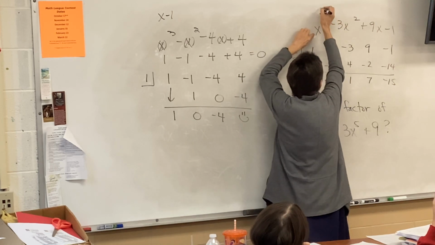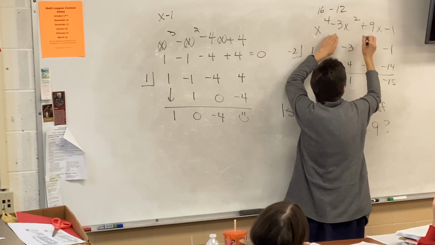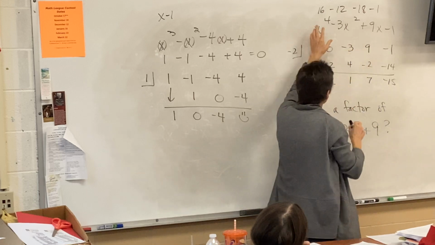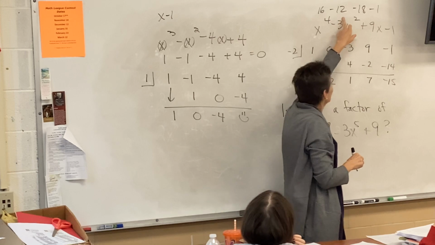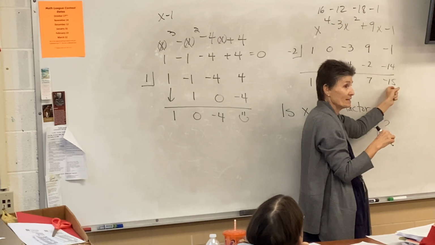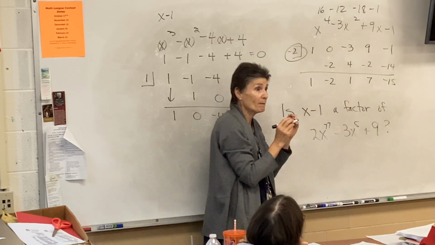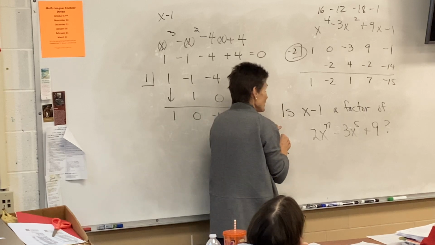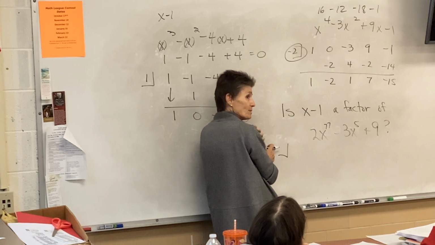So -2, that's going to be 16 minus 12 minus 18 minus 1. Well, when I total all that up, 16 minus 12 is 4, minus 18 is -14, minus 1 is -15. So plugging the number in, whatever number you're dividing by, will give you the remainder. So if I want to know if x minus 1 is a factor, what number would I put out here to divide?